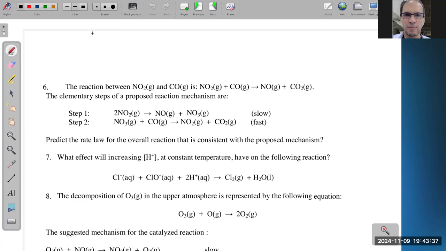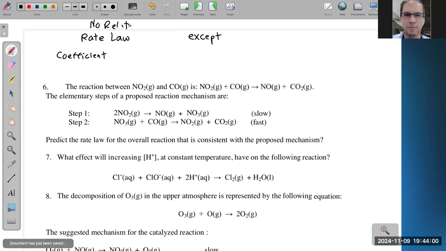Regarding the rate of reactions, we said that there is no relationship between the rate law and the coefficients, except in one case. No relation between the rate law and the coefficients, except if you are talking about the slow step, the slow rate determining step. This is the only case where there is a relationship between the number of moles, or the coefficients, and the rate law.